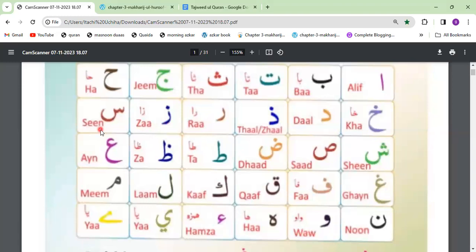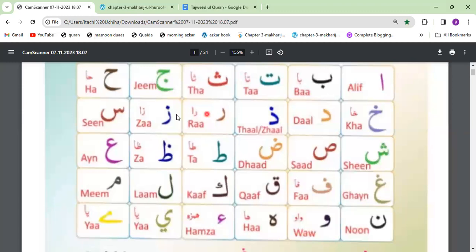And then the letter Sin. We have to stretch the letter Sin because it is made up of three letters: Sin, Ya, and Nun. Sin. Then we have the letter Shin. Shin is going to be pronounced from the middle of our tongue. Shin.